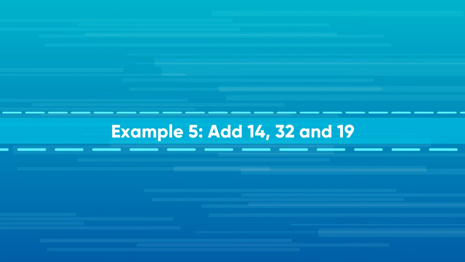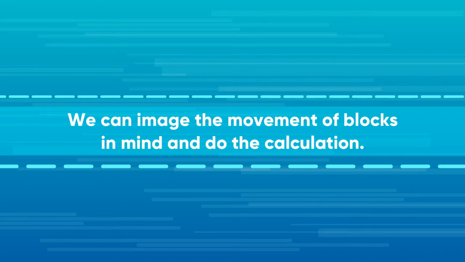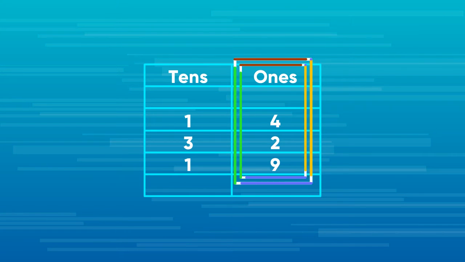Example 5. Add 14, 32 and 19. Let us solve this problem without using blocks. We can imagine the movement of blocks in our mind and do the calculation. Let us make a place value chart and place the numbers to be added in it. First, the digits in the ones place are added.